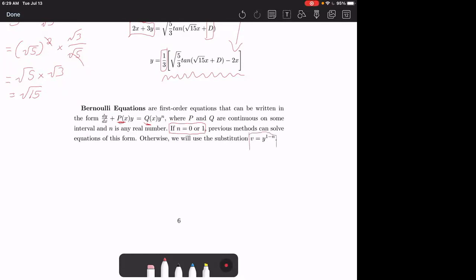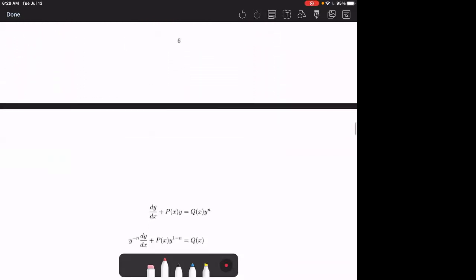v is equal to y to the 1 minus n. And this is going to be very similar to what we've been doing up to this point, where we are performing a substitution to eliminate some of the variables and rewrite the equation in terms of other variables so that the equation takes a form that we're more familiar with.